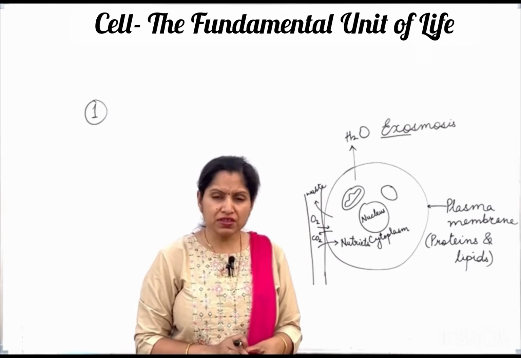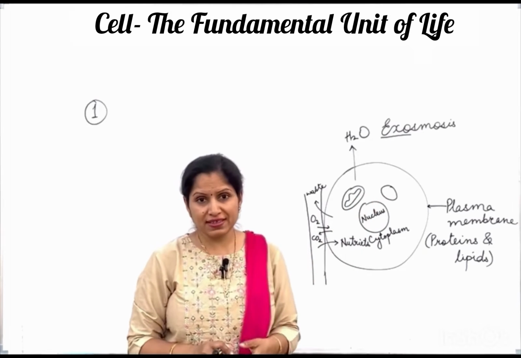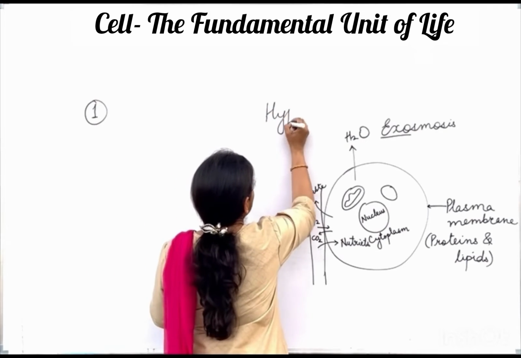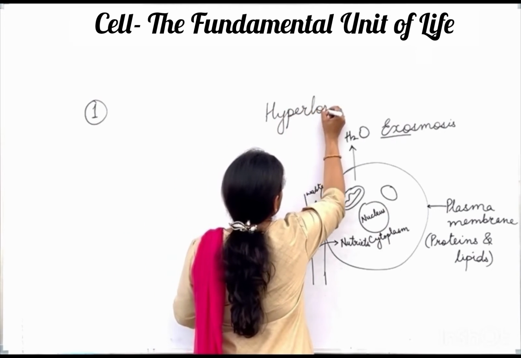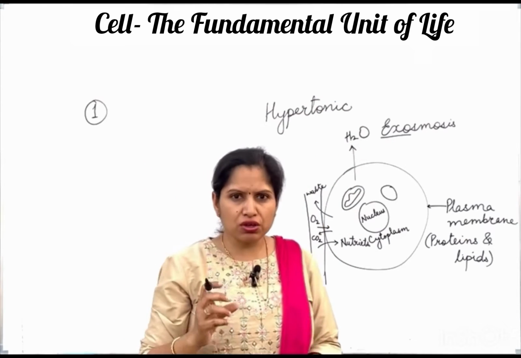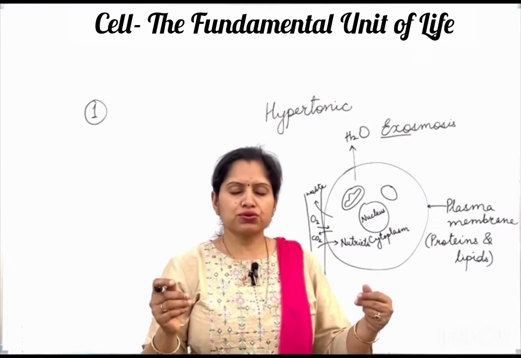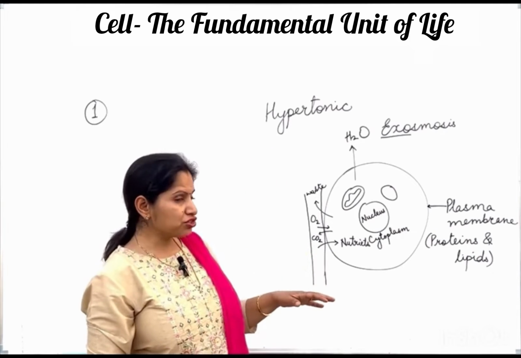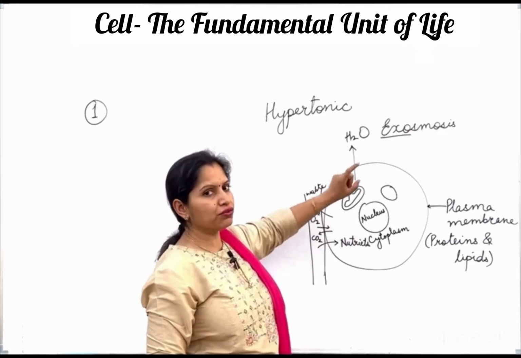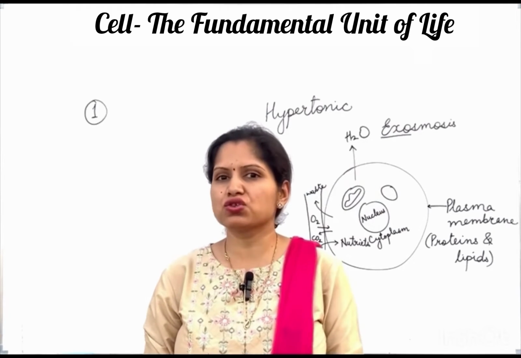Why is this water moving out of the cell? Because there was less water outside and there was more water inside. Means we have placed our cell in a hypertonic solution. What is such a solution known as? That solution is known as a hypertonic solution. Means a solution that is having less water but more solute. So such a solution is known as a hypertonic solution, and whenever we place our cell in a hypertonic solution, there is exit of water from the cell. Means the water is going to come outside the cell, and that process is known as exosmosis.